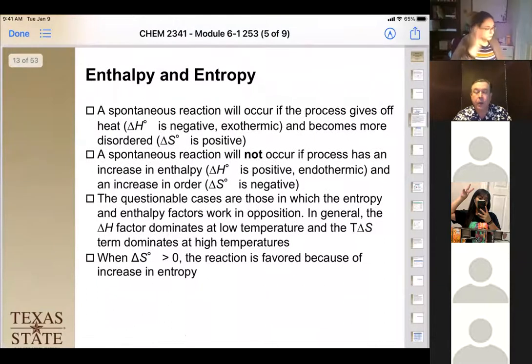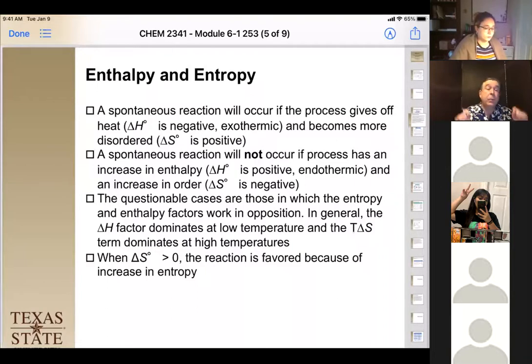Okay, so in general, a spontaneous reaction will occur if the process gives off heat. If the process gives off heat, that makes it exothermic. So exo meaning gives off or out, and thermic meaning heat. So if it gives off heat, it tends to be spontaneous. And it also becomes more disordered. If you go from one product to two, or you do some things like that, you can increase disorder, and therefore you have a spontaneous reaction.